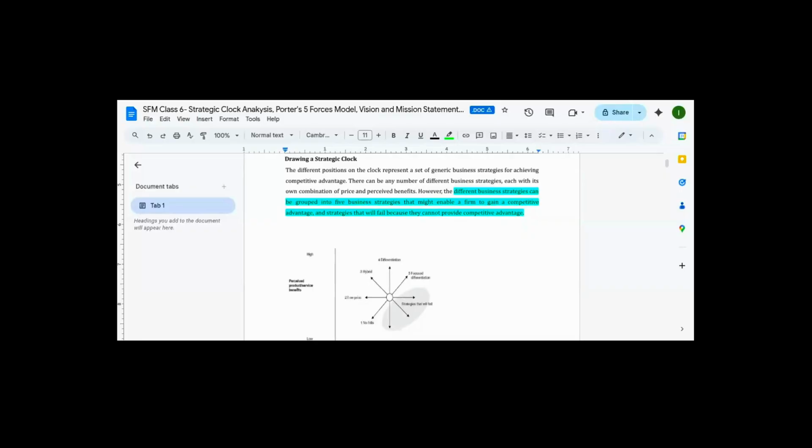And each of these strategies that you are seeing in form of clock: number one, no frills strategy; number two, low price strategy; number three, hybrid strategy; number four, differentiation strategy; number five, differentiation focus strategy; number six, strategy that fails.